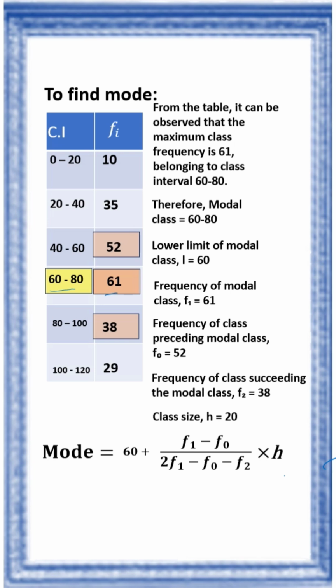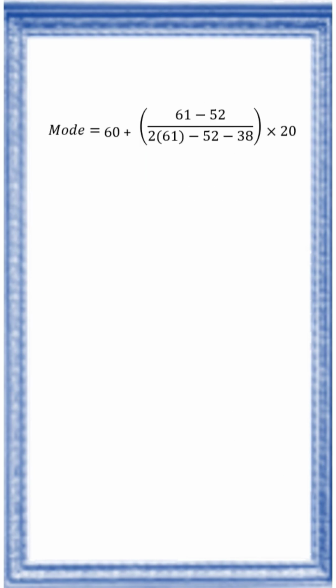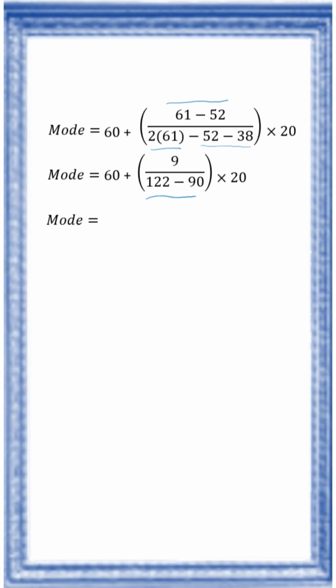Now let us substitute the values. L is 60, f1 is 61, f0 is 52, 2 into f1 is 61, f0 is 52, f2 is 38, into 20. h is 20. Now we have these values. Solve it. Mode is equal to 60 plus 61 minus 52. Here 2 into 61, here you can add these two numbers with the negative sign. You'll get 9 by 122 minus 90, into 20. Now further solve it. 122 minus 90, what is it? 60 plus 9 by 32 into 20.